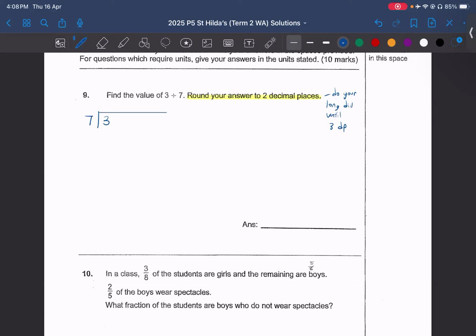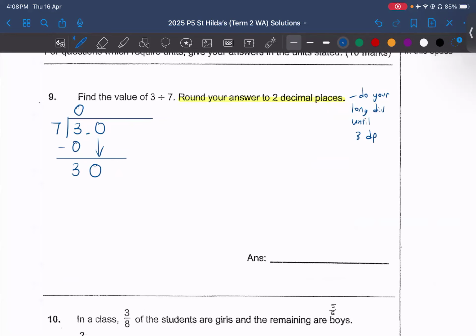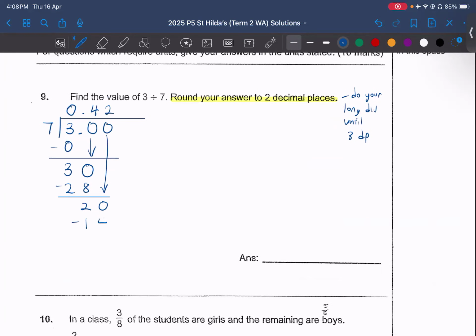You realize that 3 cannot be divided by 7. So what you have on top is a 0, and then 0 times 7 is 0. So 3 minus 0 will be 3. Then you put the decimal point, the next 0, and bring down the next 0, so it will be 30 here. 30 divided by 7 will give you 4, and 7 times 4 is 28. So 30 minus 28 will give you 2. Then you bring down the next 0. So 20 divided by 7 is 2, and 2 times 7 is 14. 20 minus 14 gives me 6.